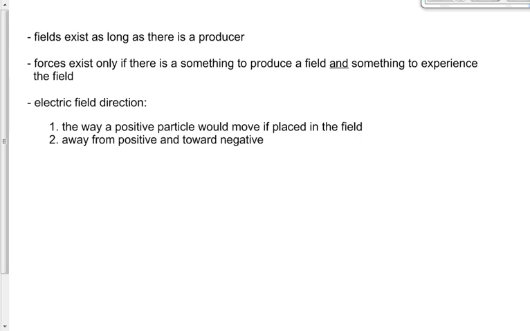And finally, we talked about the electric field direction. It's the way that a positive particle moves when placed in the field. It goes away from the positive toward the negative. Let's draw one field line right here. There's my electric field. I'm going to ask you a few questions about this one electric field.